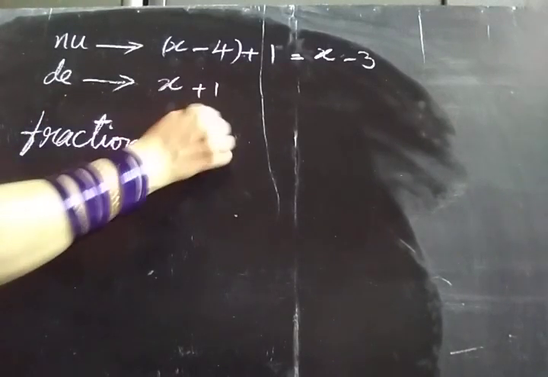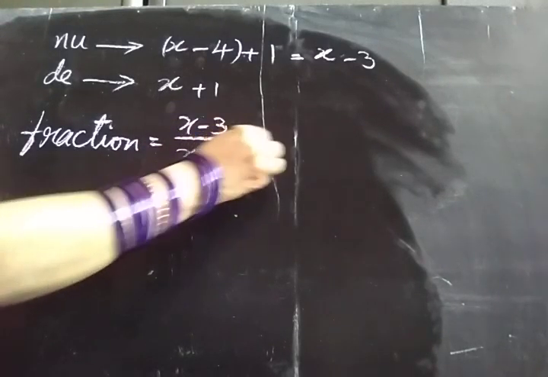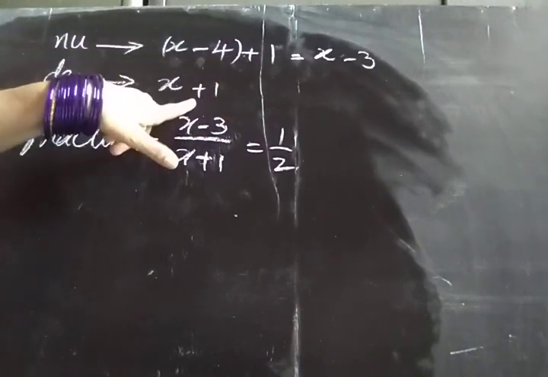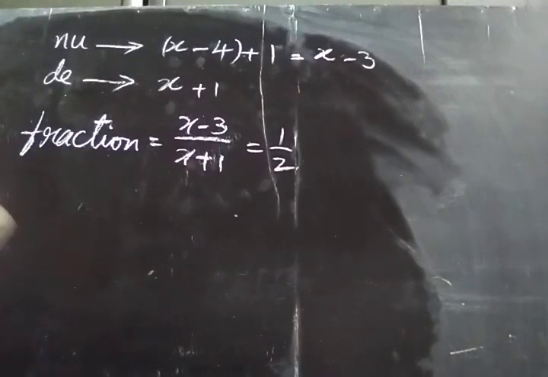x minus 3 by x plus 1. This is equal to, it becomes 1 by 2. It is given. So find the numerator and denominator of the first fraction. This is the second fraction. After adding 1, we will get the result 1 by 2 only. So before, what is the fraction you have to find out. Now you got the equation only, na?